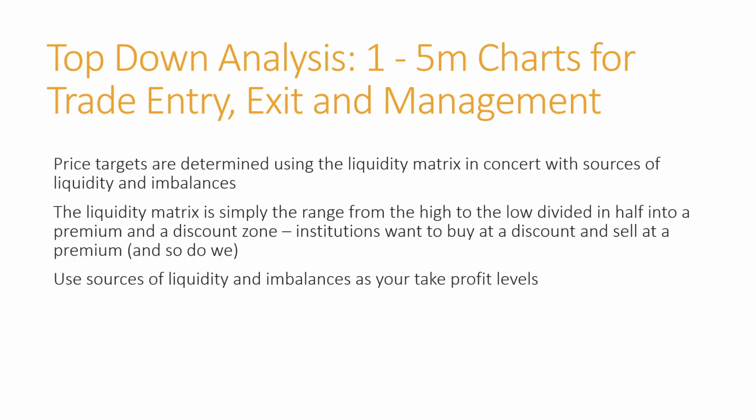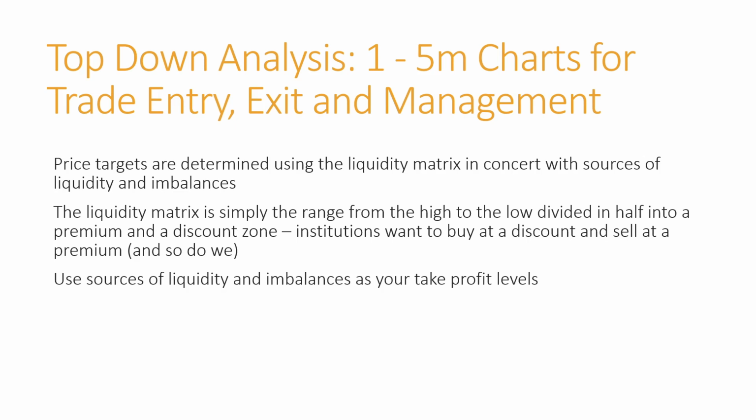And in terms of exit, price targets are determined using the liquidity matrix, and we use this liquidity matrix in concert with the sources of liquidity and imbalances in the market. So this is where we're going to use all of those factors to determine where our price targets would be. Now you might look to part trade, so you might take half the trade off the table at one of those price targets, leave some on to run, or you might close all of it out.